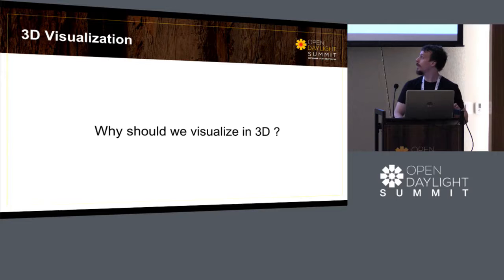So why should we visualize in 3D? Because for network visualization, it's rare that we'll see something displayed in 3D. Most of the time it's 2D, because 3D can be useless.